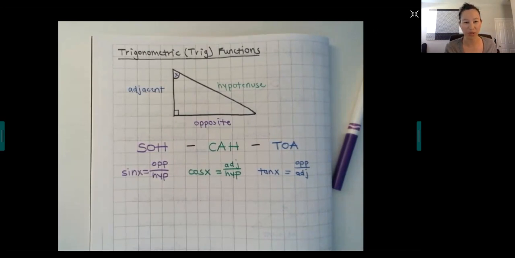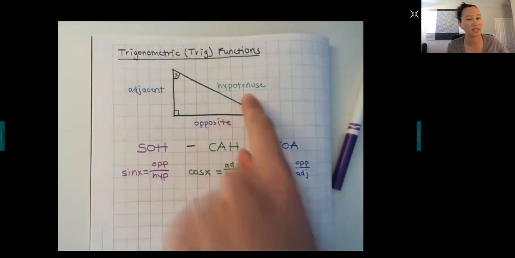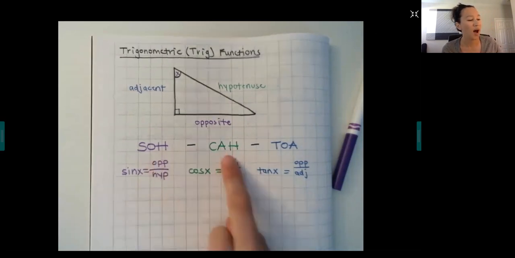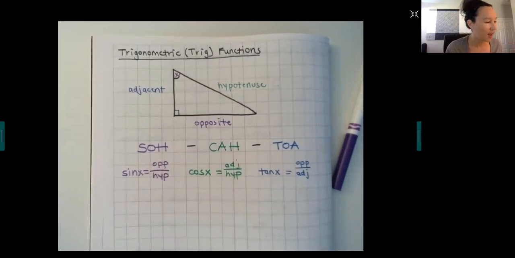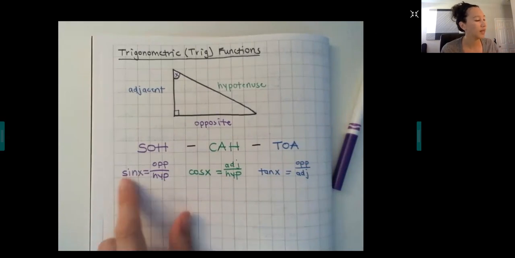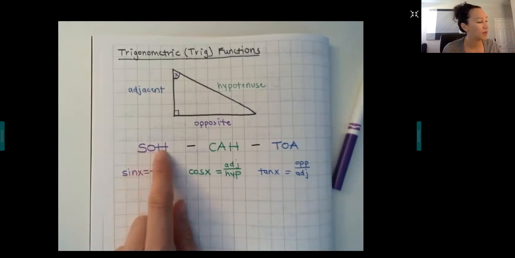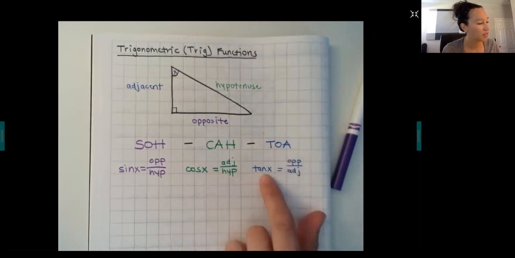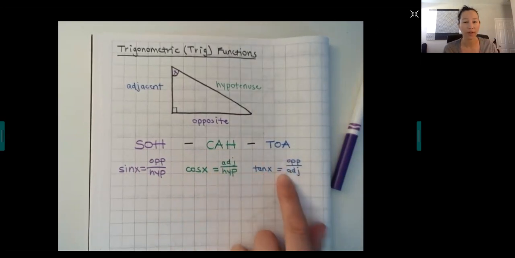So now you can see why it's important to be able to identify the adjacent side, the opposite side, and the hypotenuse, because our trig functions use the opposite, the adjacent, and the hypotenuse sides. So, SOH CAH TOA. You've got to memorize that, and it'll help you remember the ratios. So again, sine equals opposite over hypotenuse. Cosine, CAH, is adjacent over the hypotenuse. And TOA is the tangent equals the opposite over the adjacent.